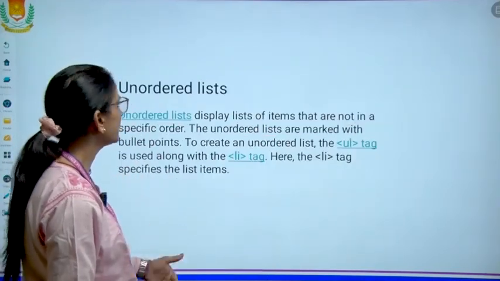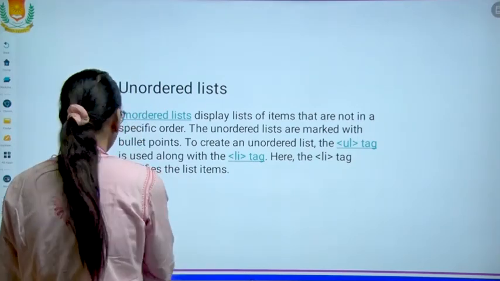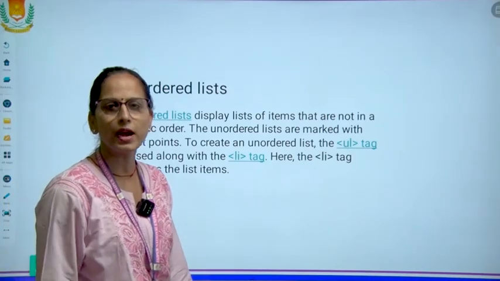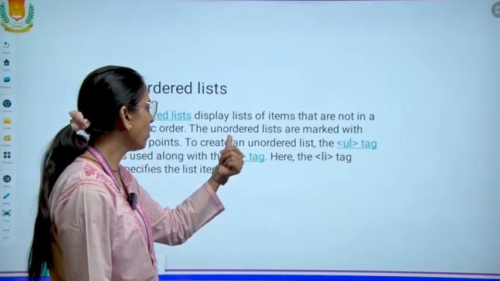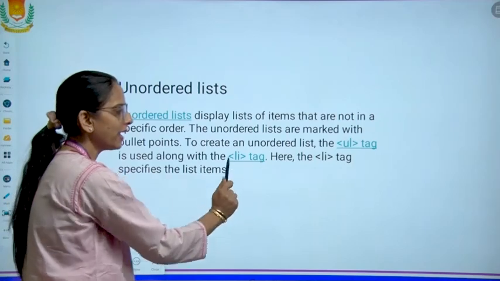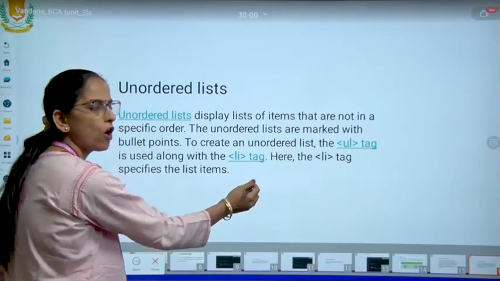Now, the first kind of list is the unordered list. As we have already discussed, an unordered list is a list with different kinds of bullets, and it starts with the UL tag, and all list items will be shown in the LI tag. LI is the list item tag to define all list items.